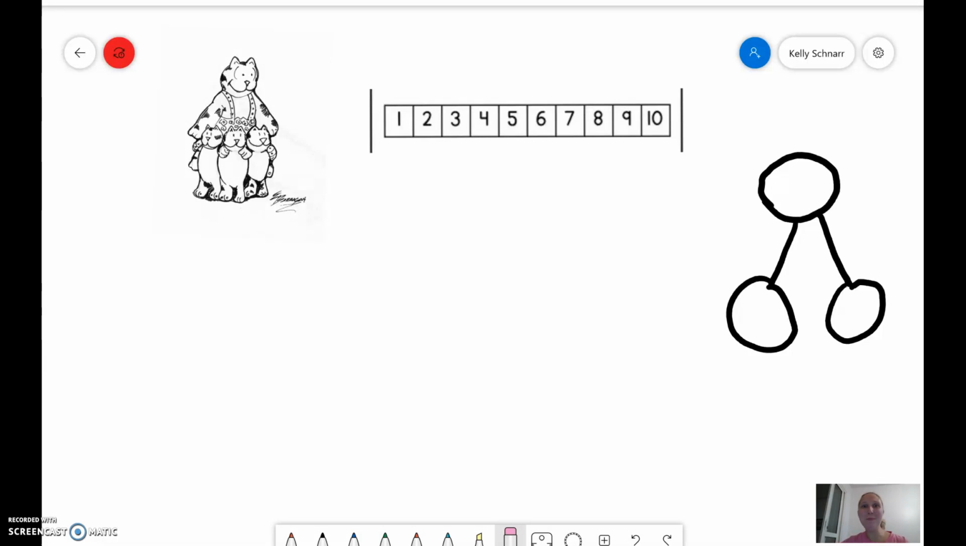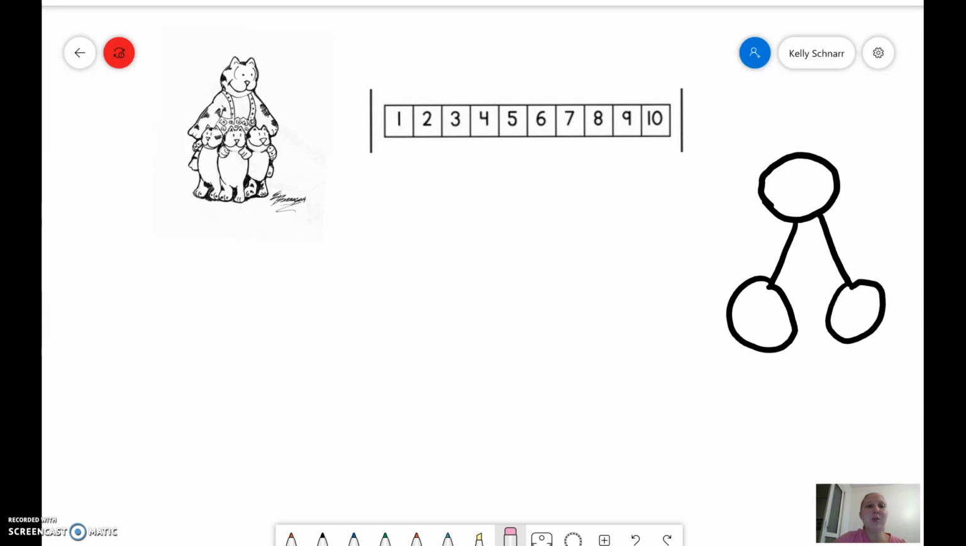Hi friends, I'm back, and today we're going to talk about the making 10 groups that we've been practicing throughout this unit. I know you guys have really gotten familiar with the number path and number bonds, as well as the 5-group pattern. And today we're going to use all of those things to help us solve some problems.